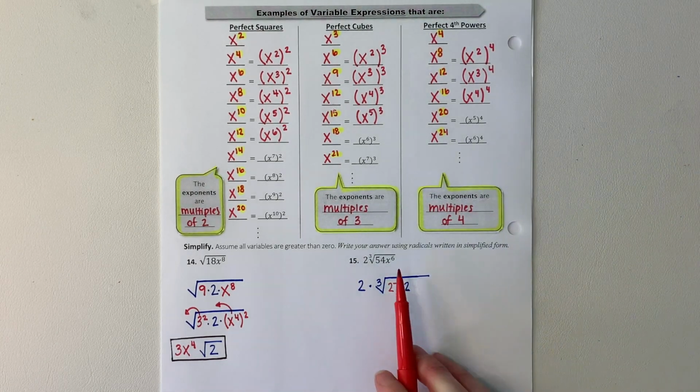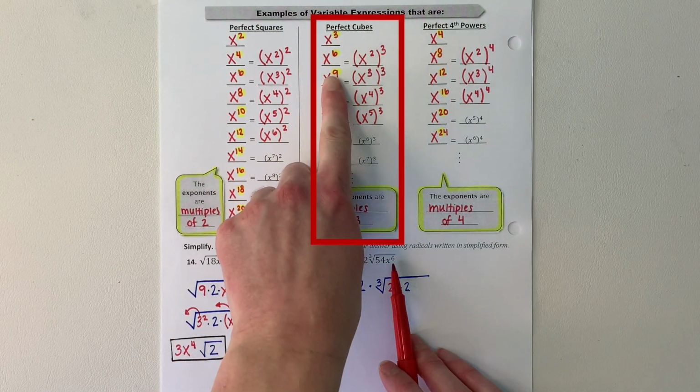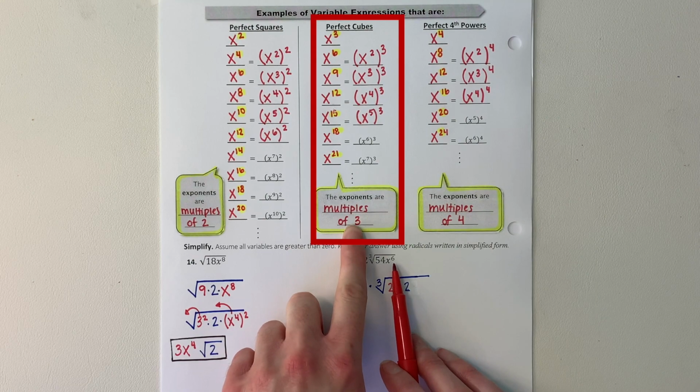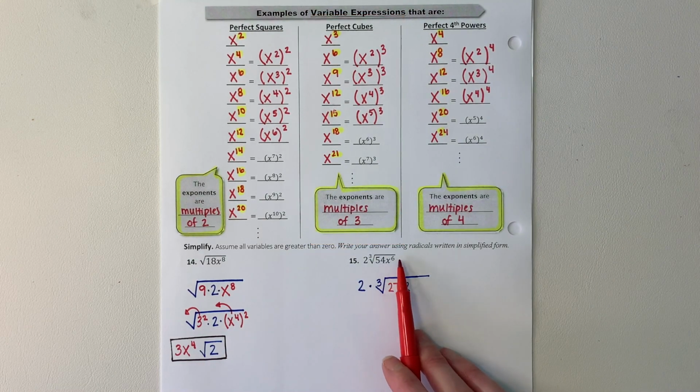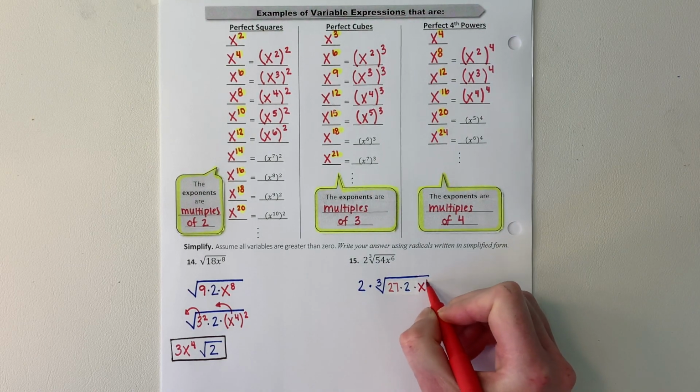Next, we'll look at the variable x to the 6th, and we need to ask ourselves, is x to the 6th a perfect cube? Yes, it is, and there's two ways you can know that. You can either look at our list here of perfect cubes, and you'll see that x to the 6th is on that list. Or we can always identify variables that are perfect cubes because their exponents will be a multiple of 3. 6 is a multiple of 3, so that means that this is a perfect cube. So for now, since it's a perfect cube, I'm going to put it in red.